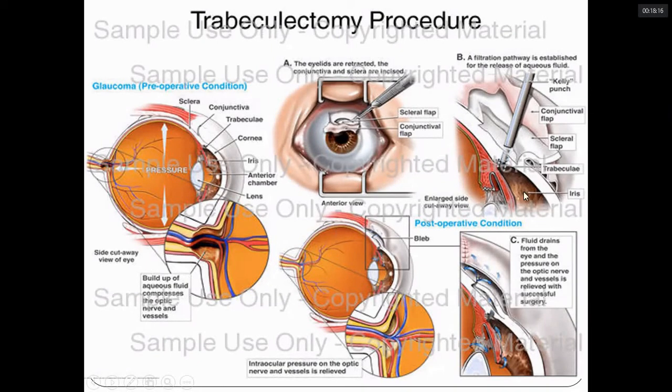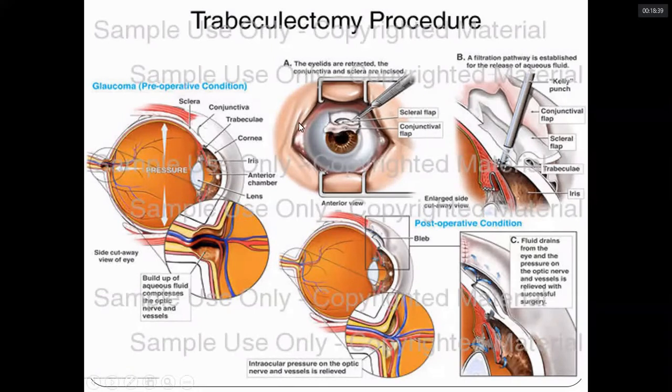We will check, and after that we put a suture. If we make a rectangular flap, we have to put 2 or 3 sutures, and if we make a triangular flap, we can put 1 suture. So usually I make a triangular flap and put 1 suture. It is very easy.